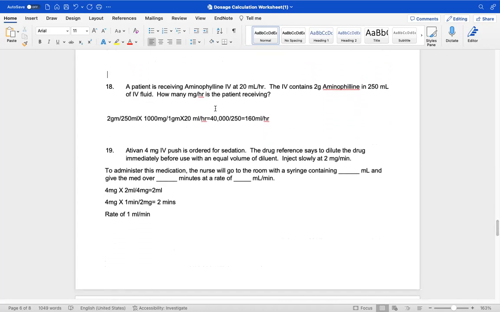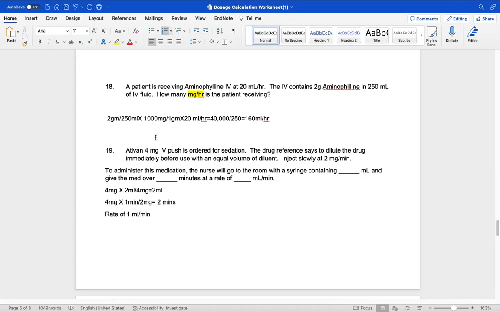All right, so number 18. A patient is receiving aminophylline IV at 20 mLs per hour. The IV contains 2 grams of aminophylline and 250 mLs of IV fluid. How many milligrams per hour is the patient receiving? So we're going to highlight this right here. Milligrams per hour is what we're looking for.